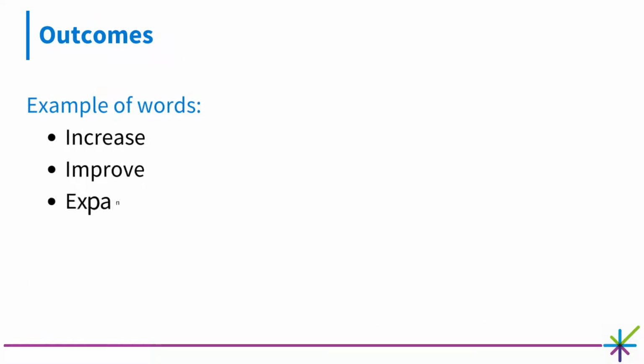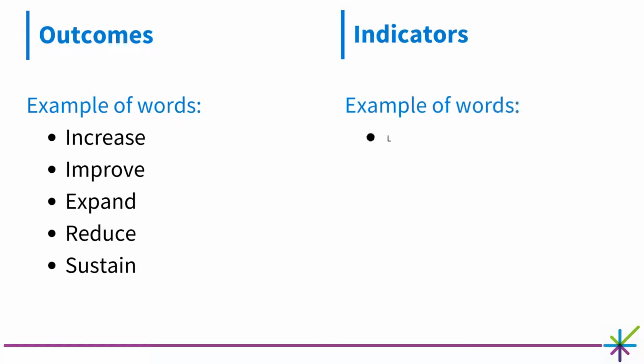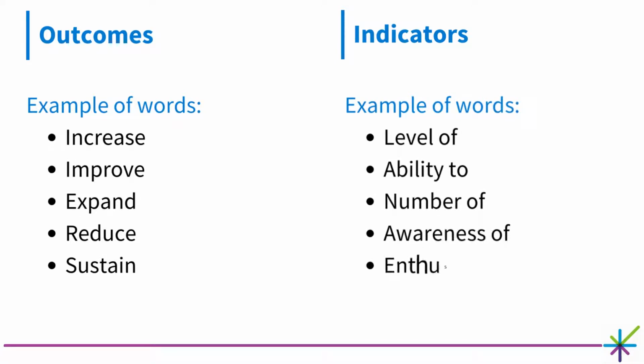Outcomes should contain change words like increase, improve, expand, reduce, or sustain. Indicators, on the other hand, are neutral statements that you will need to measure on more than one occasion. For this reason, we use words like level of, ability to, rather than higher level of or more able to. We want to avoid confusing indicators with outcomes.